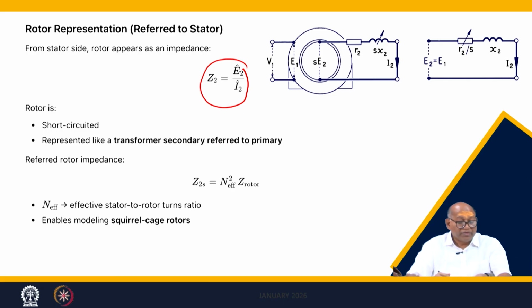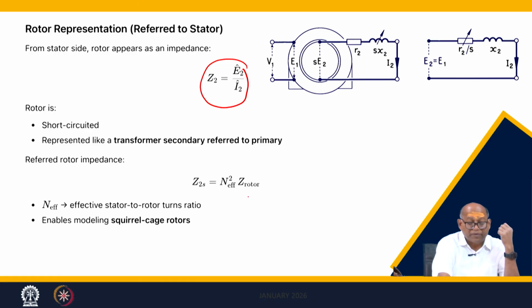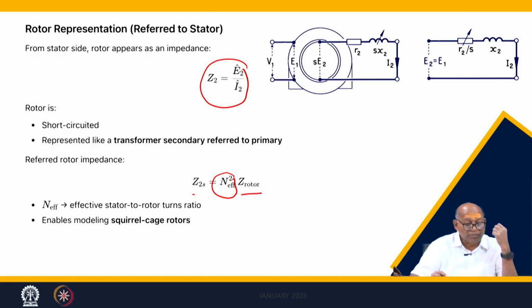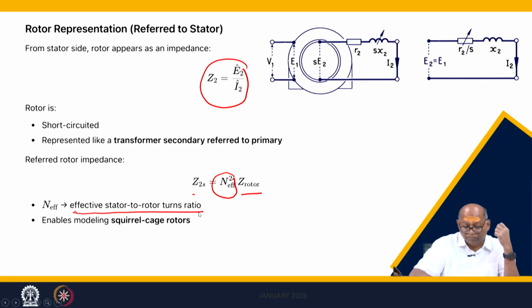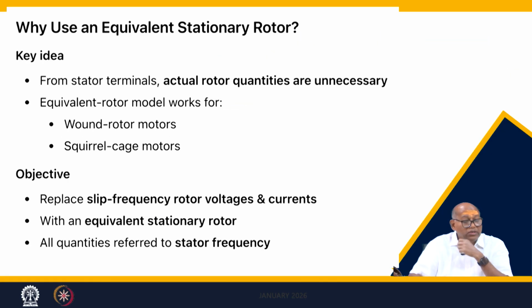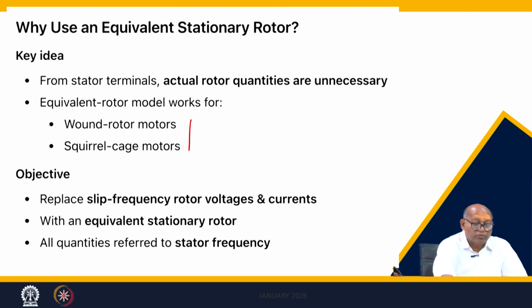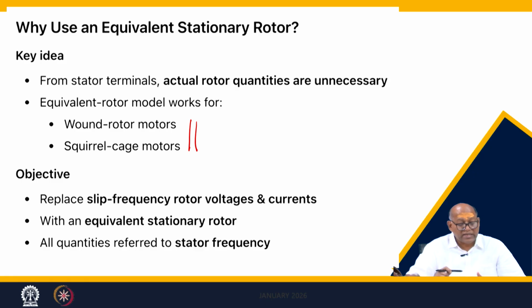So, you can refer this rotor impedance to the stator by just multiplying by the square of the turns ratio, just like a transformer. It is called the effective stator to rotor turns ratio. This enables modeling of the squirrel cage motor. Why do you do it? If you do it, you can analyze both wound rotor and squirrel cage. This is a squirrel cage motor, and you can easily do slip frequency analysis, and you can do it at any frequency. We do not have to actually analyze two different frequencies. You can transfer the rotor into the stator.